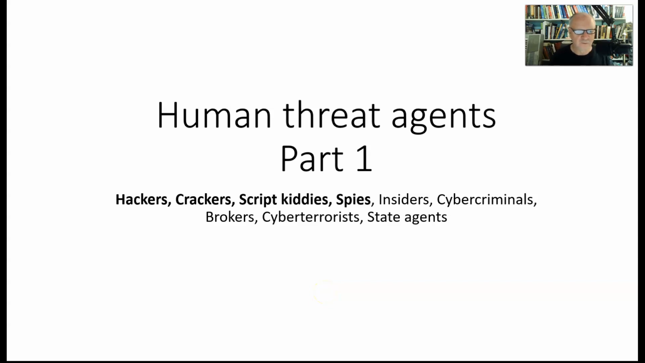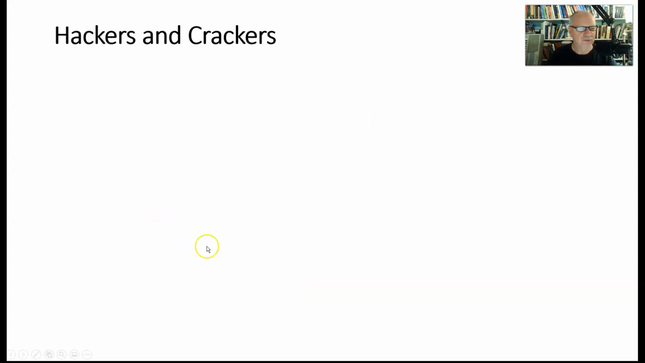In this video, we're going to take up part one of two parts about human threat agents. So we'll discuss hackers, crackers, script kiddies, and spies in part one, and then in part two we'll take up insiders, cyber criminals, brokers, cyber terrorists, and state agents. So let's begin with hackers and crackers.